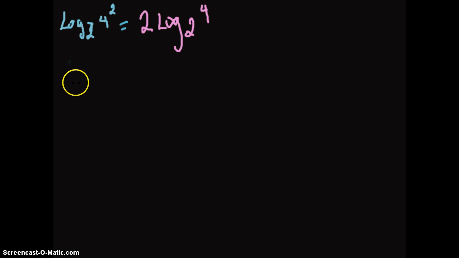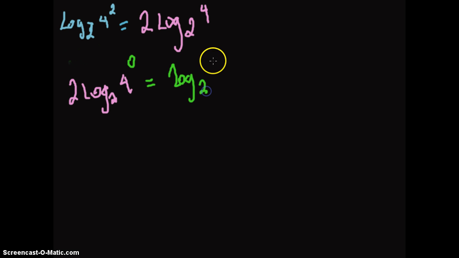If they tell you to condense that, they would probably start off with 2 log base 2 of 4. Ask you to condense that, you would move your 2 back into its exponent form right here, so you would get log base 2 of 4 to the power of 2. Good stuff, boys and girls, good stuff.